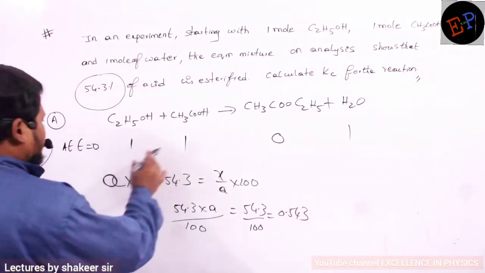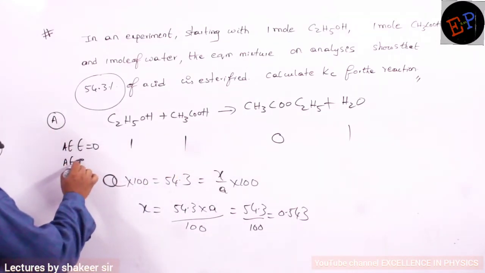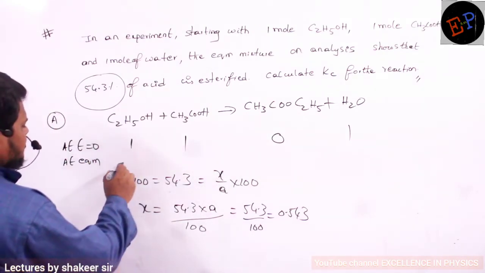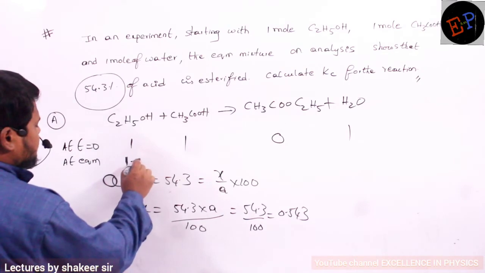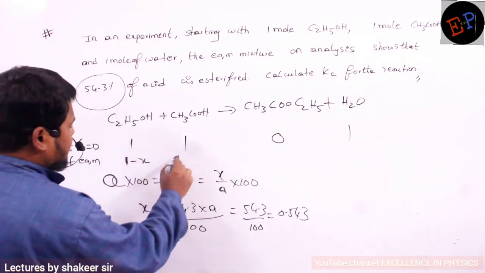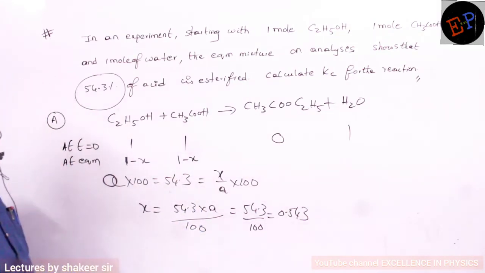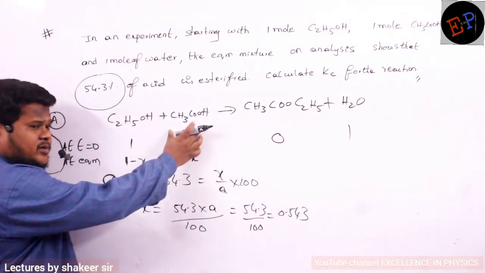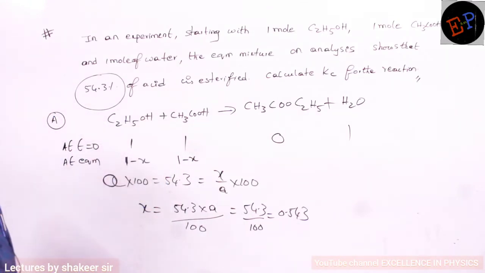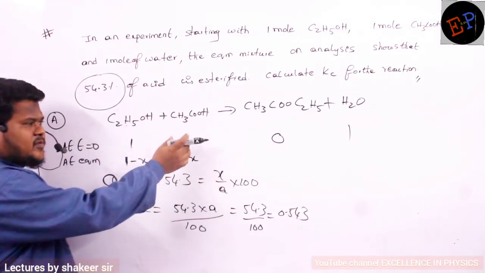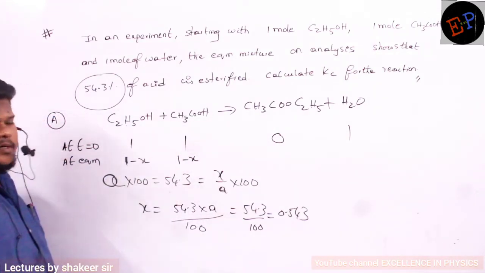Now at equilibrium we will write in general terms. 1 minus x. Here also 1 minus x only. Because 1 mole of C2H5OH is reacting with 1 mole of CH3COOH. So whatever number of moles dissociated in this one, the same number of moles will be reduced in this acid also. Are you able to understand?